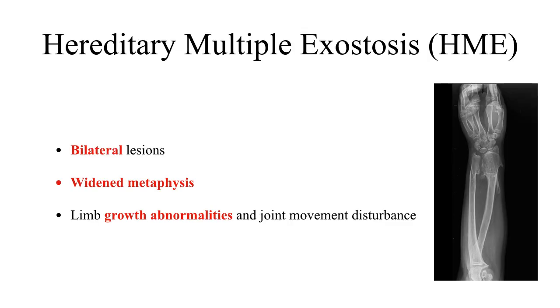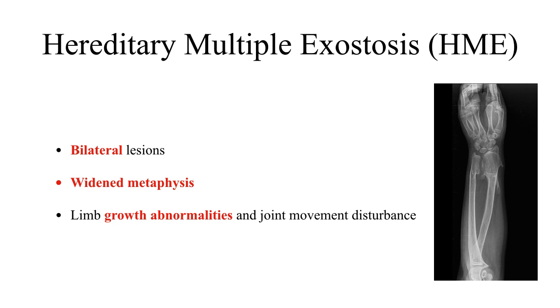As I told you before, hereditary multiple exostosis is a condition where there are many osteochondromas in many bones, and it can involve both upper limbs and lower limbs bilaterally, as seen in this picture. And when there are multiple osteochondromas, the metaphyseal region widens, and that itself results in limb abnormalities as seen in the picture again, and it can affect the range of movement of the adjacent joints.